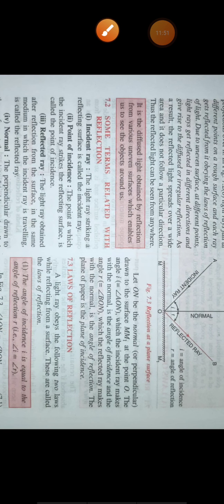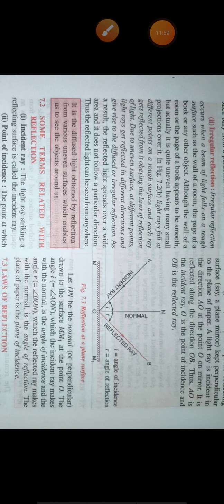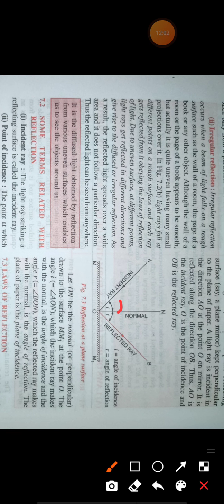Now there are two laws of reflection. First law is the angle of incidence I is equal to the angle of reflection. So that means incident angle is always equal to the reflected angle. So if incident angle is 45 degree, then the reflected angle will be 45 degree. If incident angle is 30 degree, then reflected angle will also be 30 degree. So incident angle is always equal to reflected angle.